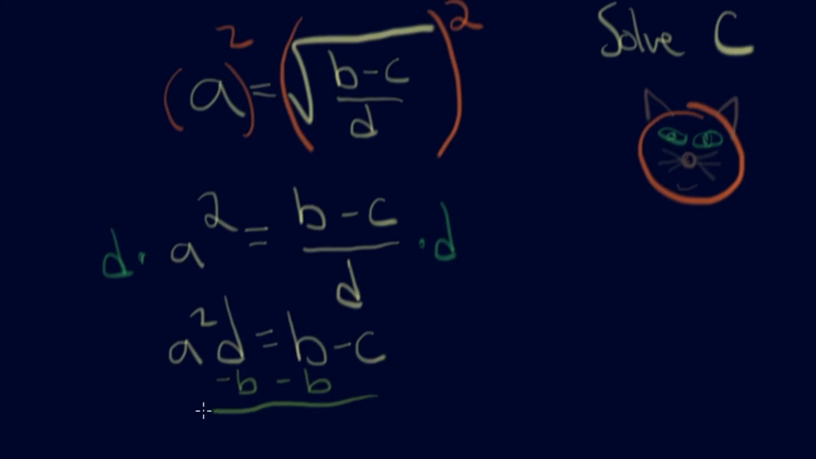And what's that going to leave me with now? That will leave me with a squared d minus b is equal to negative c. Now, that is not equal to c. That is equal to negative c.